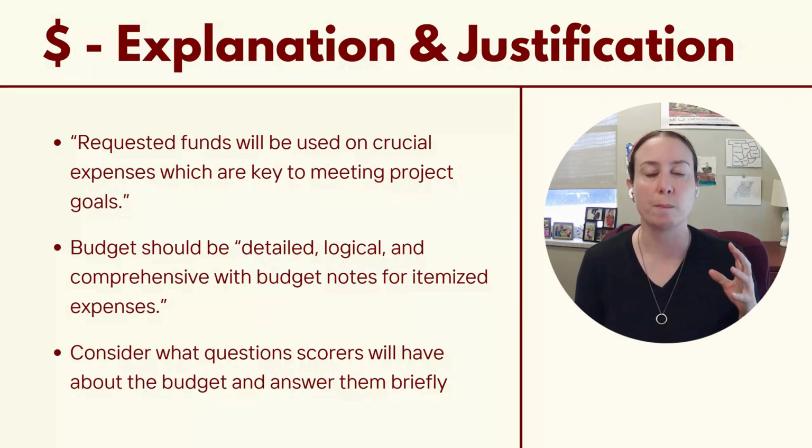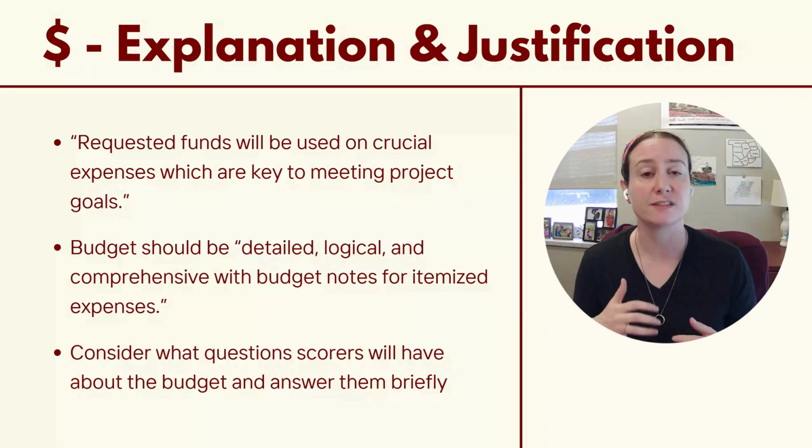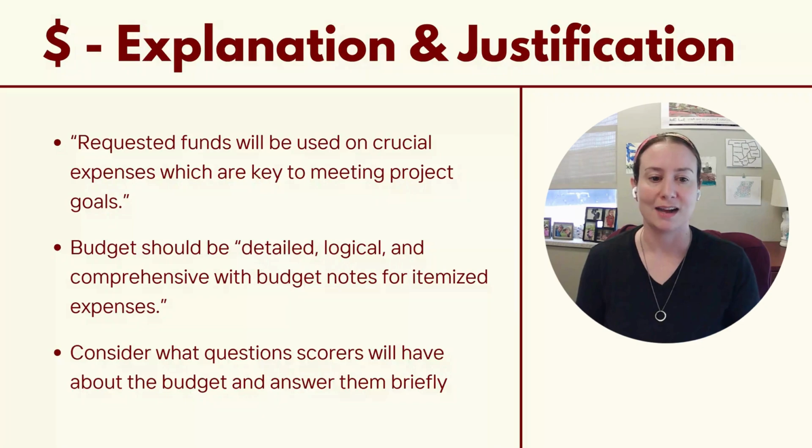So use your budget and your executive summary together to make the argument for those costs. So again, consider what questions the scorers will have about the budget and then answer them briefly, directly to the point. This is why we need that money.